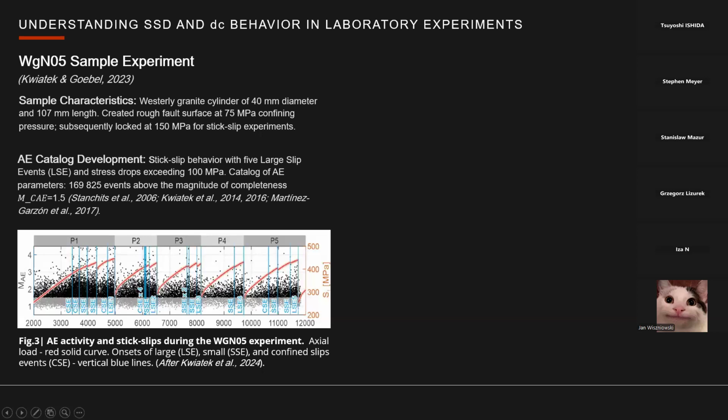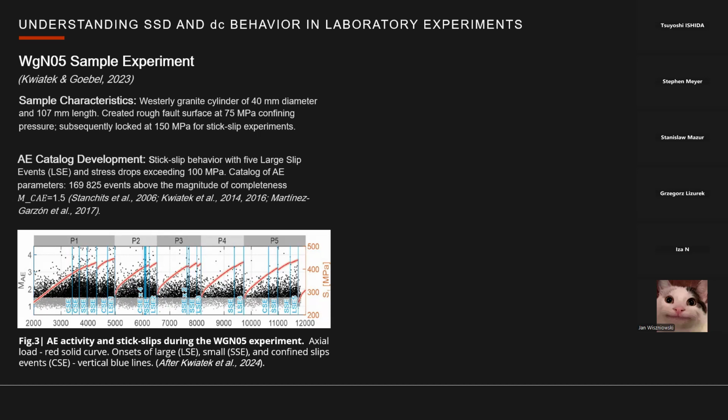Okay, so we identified two metrics, and we tested the behavior of these metrics based on laboratory experiment data. And as a first example, we used the data which come from the experiment performed by Kwiatek and Thomas from GFZ. This is westerly granite.